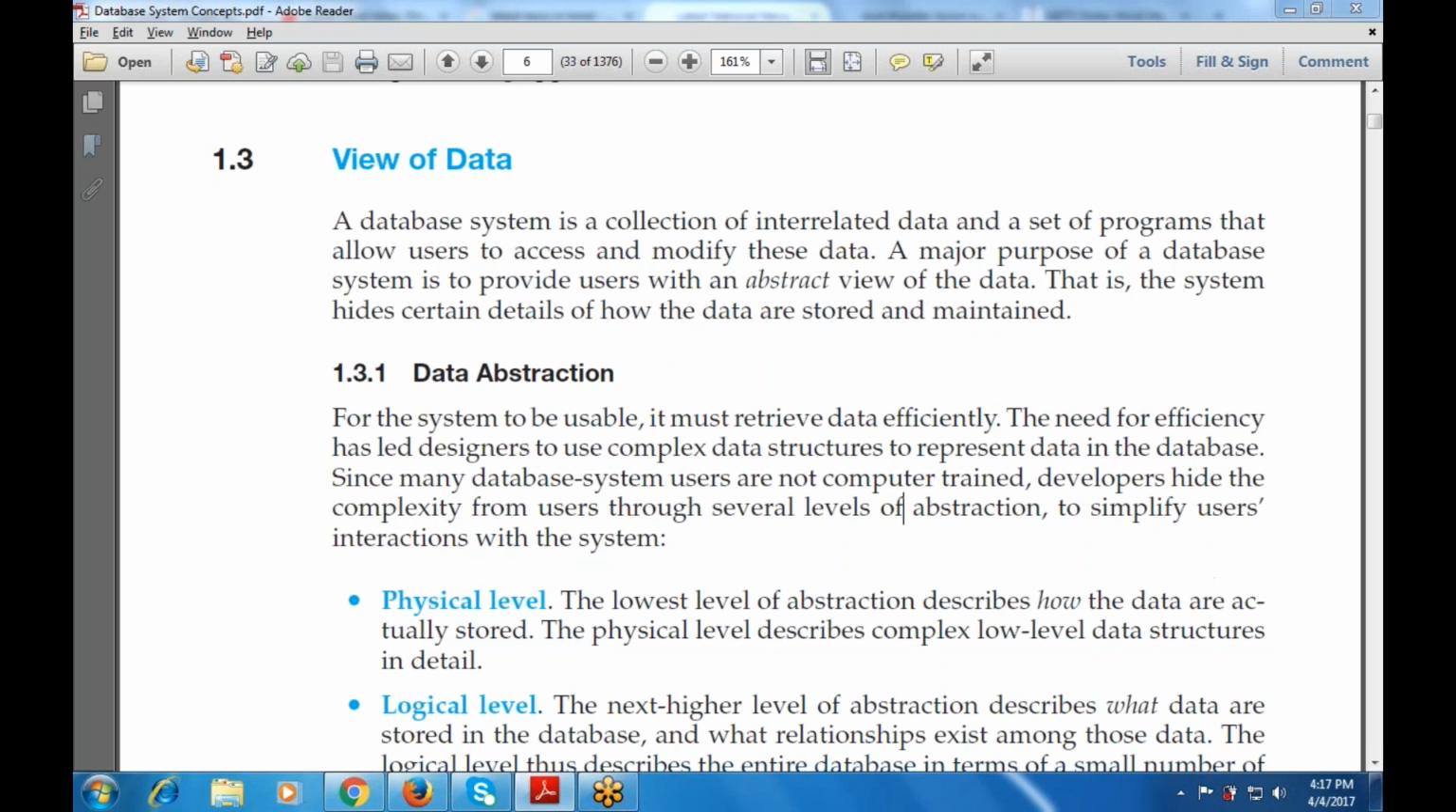So the first part is data abstraction, used to make the database system usable. It must retrieve the data efficiently, and the need for efficiency has led the designer to use a complex data structure to represent the data in the database. Since many database system users are not computer trained, the complexity is hidden from the users through several levels of abstraction to simplify users' interaction with the system. Now, first is the physical level.